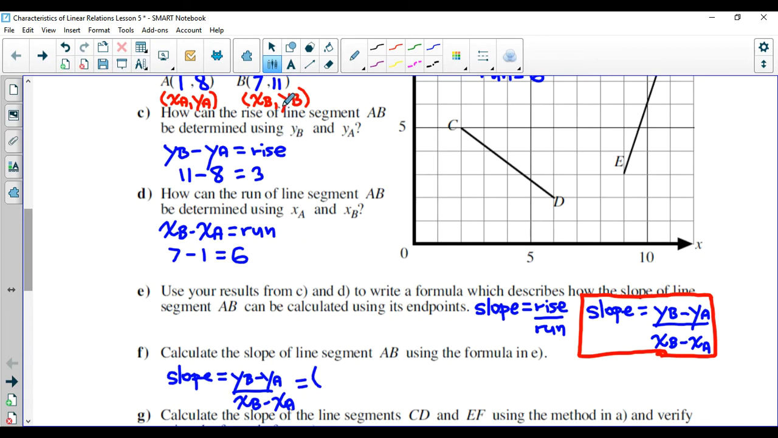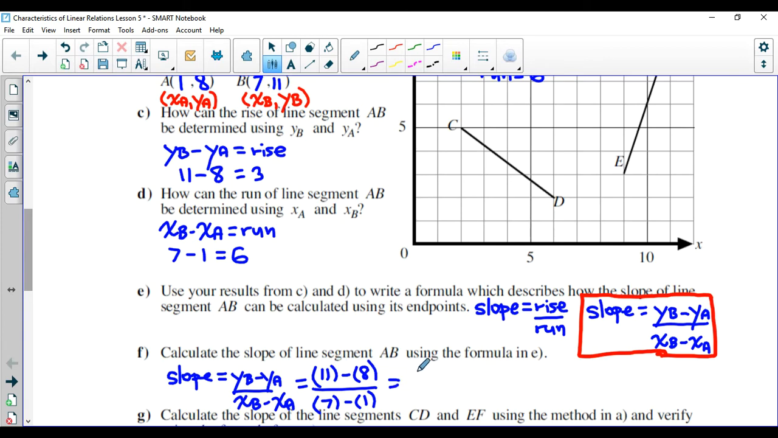Okay, so YB is the Y coordinate of point B. Now, generally when I plug in numbers, I'm going to put them in brackets. This is going to become more of a big deal once we start to deal with negative numbers. So YB is 11, YA is 8. Divide this by XB, which is 7, then subtract XA, which is 1.